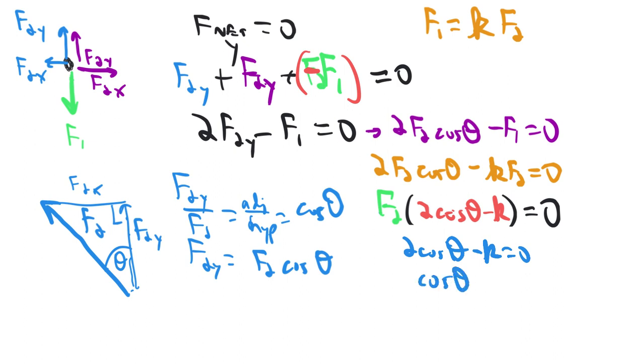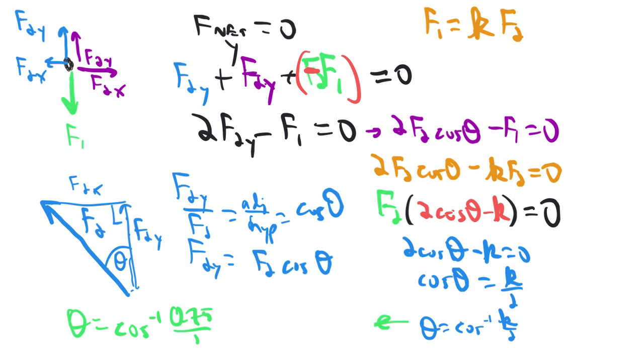So cosine of theta is k over 2. So theta is the inverse cosine of k over 2. In our particular problem, we had that theta would be the inverse cosine of 0.75 over 2, which turns out to be 67.976 degrees, which clearly is more like 68.0 degrees, because we won't have too many sig figs.